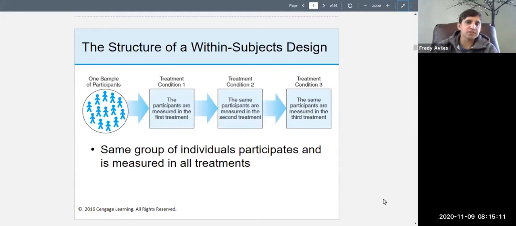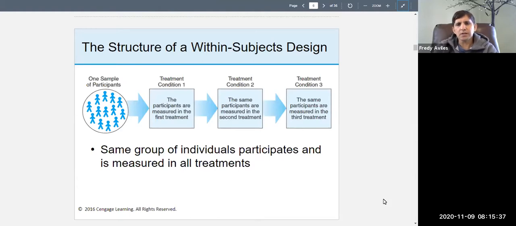For a within subjects design, you have a sample of participants. You know, you have the circle there on the left, right? And then those participants are going to be in the treatment condition. Okay. And then they go on and they're going to be in another treatment condition, 2 and 3. Okay. So with within subject design, they get to participate in basically all groups.